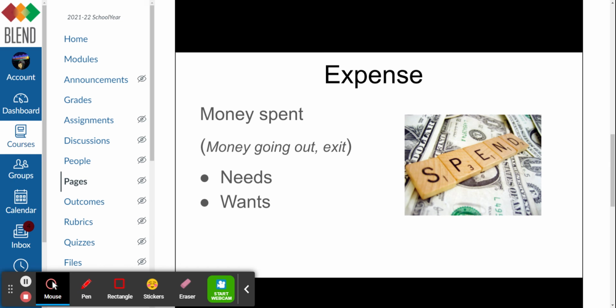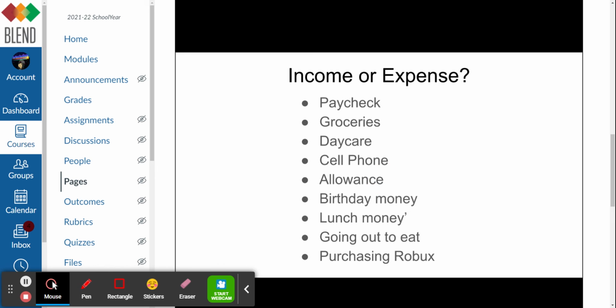Expenses are when you are spending money. Money is exiting your account. Expense, exit. Expenses are the things that you are buying. That could be things that you want or things that you need. Food like breakfast, lunch, and dinner is a need. Having Takis for a snack is a want. There are differences between needs and wants. Some things you absolutely need to survive: clothes, food, house. Some things you just want: video games. You need to take care of your needs before you take care of your wants.